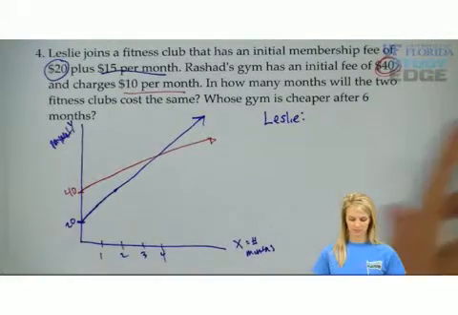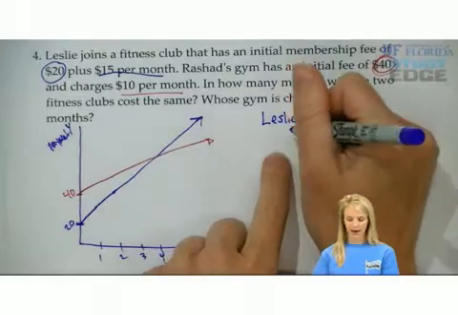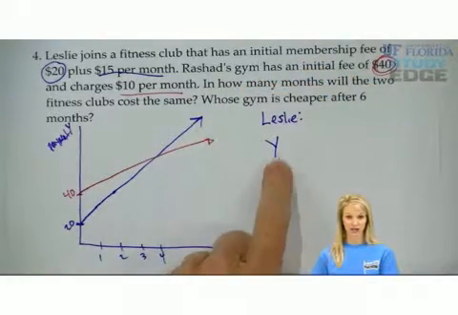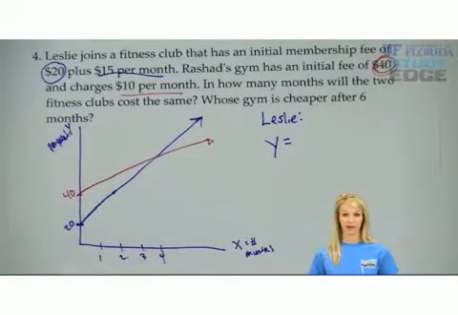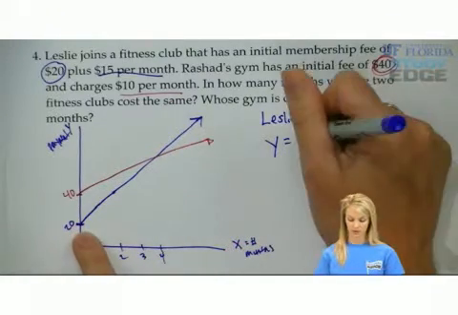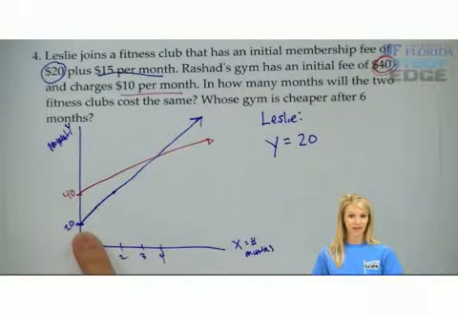So let's go ahead and think about what this means. For Leslie, Y is how much she has ever paid. How much has she paid? Well, it depends on the number of months she's been a member. We know that she has to start off by paying $20, right? Then how much does she pay?